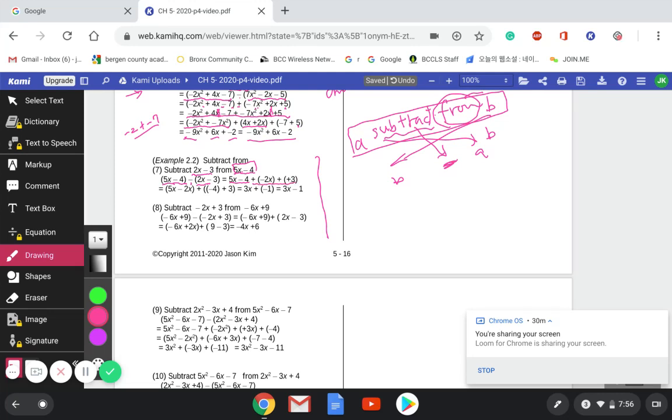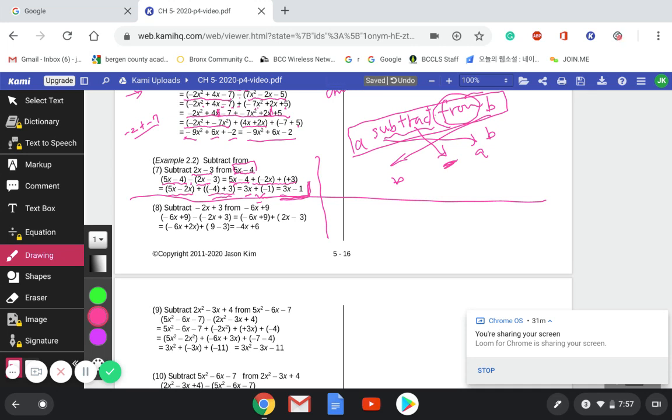Okay? And then you have like terms, 5x and negative 2x, you group them. Negative 4 and positive 3, you group them. And then you combine each group. So 5x minus 2x becomes 3x. Negative 4 plus 3 becomes negative 1. So you can rewrite this plus negative as minus. So 3x minus 1 would be the answer. Okay.